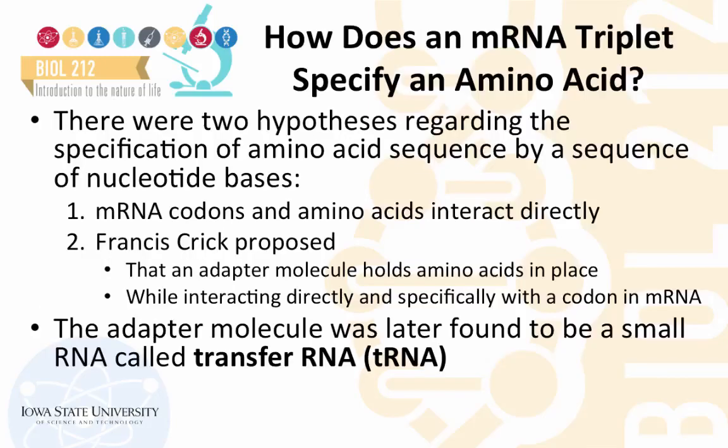So how does an mRNA triplet specify an amino acid? To address this question, there were two hypotheses that were proposed. One stated that the mRNA codons and amino acids interact directly, whereas the second, that was proposed by Francis Crick, stated that an adapter molecule holds amino acids in place while interacting directly and specifically with a codon in mRNA. So there was an adapter molecule serving as a connection between amino acids and the codons in mRNA. This adapter molecule was later found to be a small RNA called transfer RNA or tRNA.